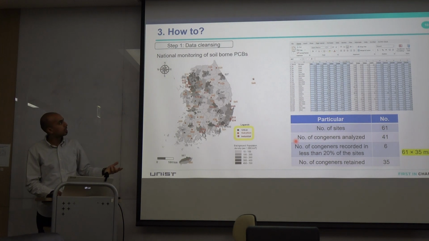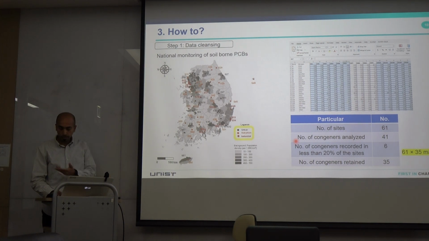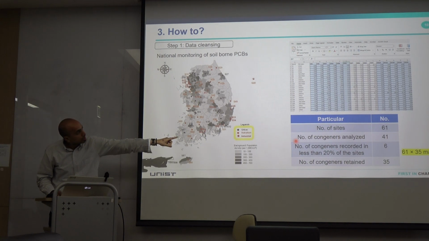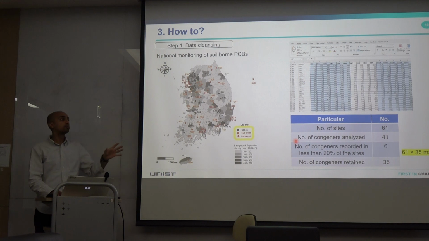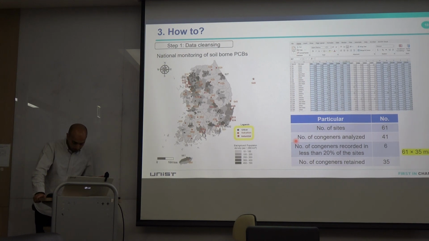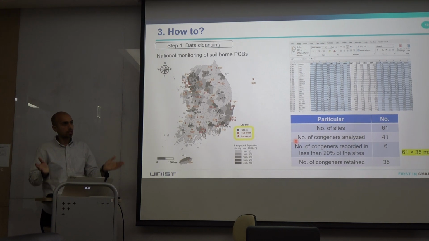So to test it, I've taken a slightly bigger data set from Nirmala's work, a soil samples national data set. We start with 61 sites and 41 congeners analyzed. The most important thing is that it is non-negative in nature. The second important thing is, if we have so many zeros in our data set, the literature says that up to 20 to 30% of null values would actually shift your data significantly. So we are cleaning up the data set as step one.